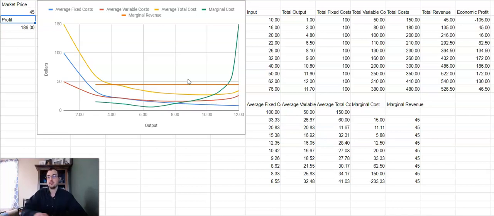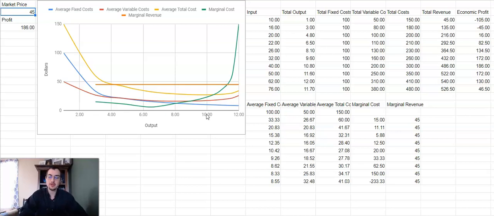And I'm going to focus in a little bit more on the break even and the shutdown points in this particular regard. So we know that marginal revenue needs to equal marginal cost. So right now our market price right here is at 45, and that's where our line is at. And we have this output right around a little over 11 units.